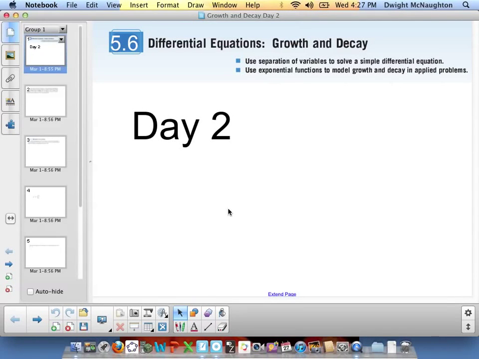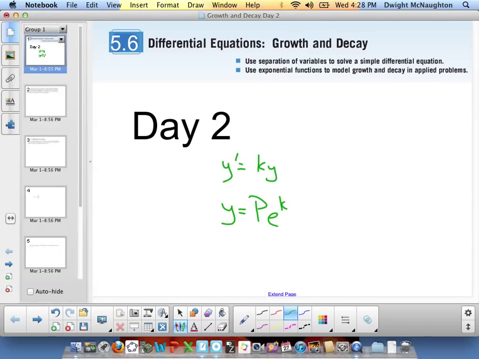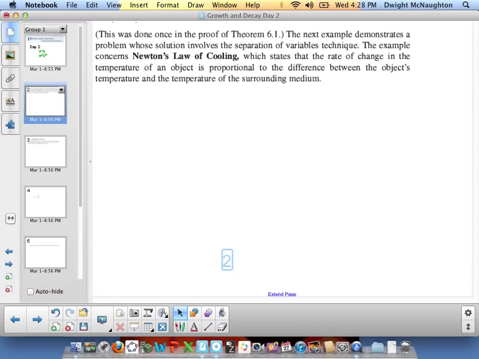Chapter 5.6, Differential Equations, Growth and Decay, Day 2. Yesterday we looked at the relationship: the rate of growth of y is proportional to y. This ended up being the exponential growth equation, Pe^(rt) or Ce^(kt) or some variation thereof. We're going to look at some other equations that are other ways we work with exponential growth and decay.